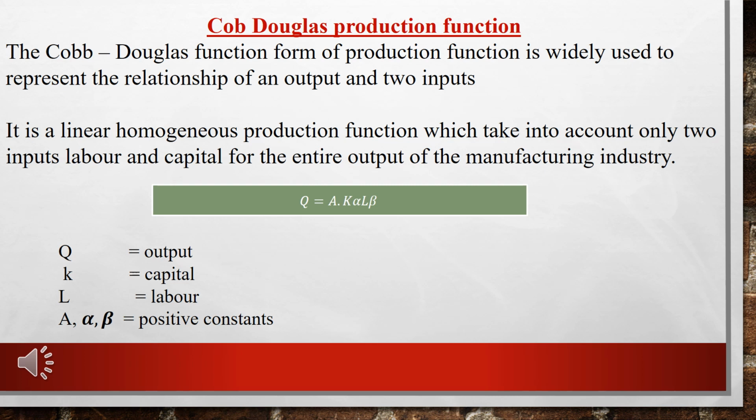The equation of the Cobb-Douglas production function is Q equals A K alpha L beta. Q equals output, K equals capital, L equals labor, A, alpha, beta are positive constants.